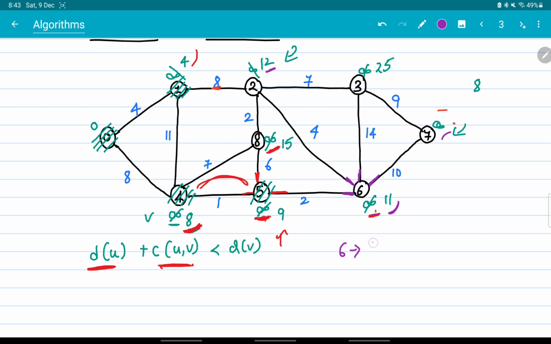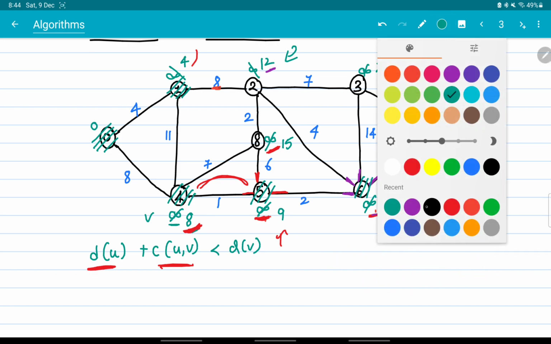Now I'll do 6 to 7. From 6 to 7, the distance of 6 is 11, plus the cost of going from 6 to 7 is 10. This becomes 21. So now 21 is less than our infinity, right? So I will cut this infinity and make it 21. Now this becomes my new distance value. Now that I've visited all the nodes directly attached to this, it's time to cut 6 as well. This also becomes my visited one.